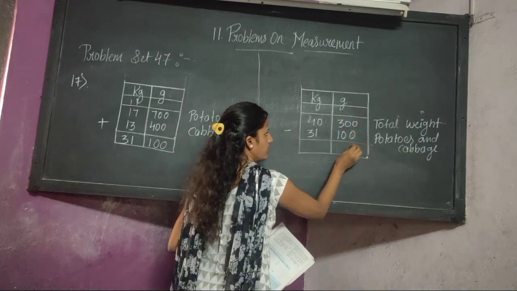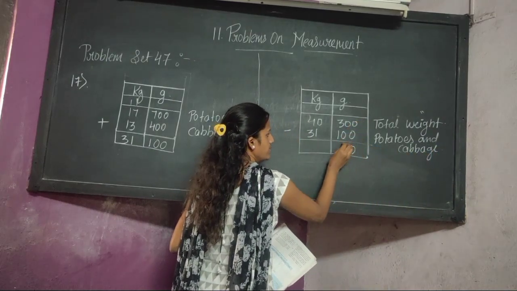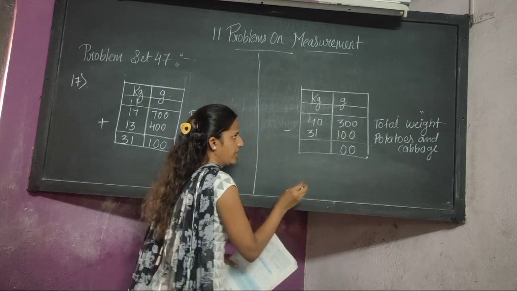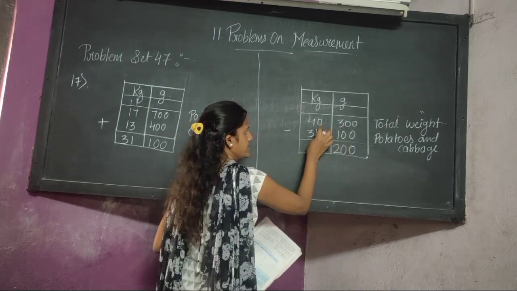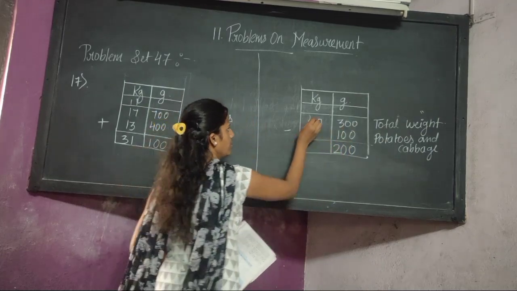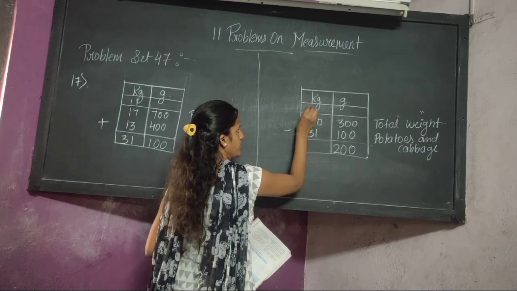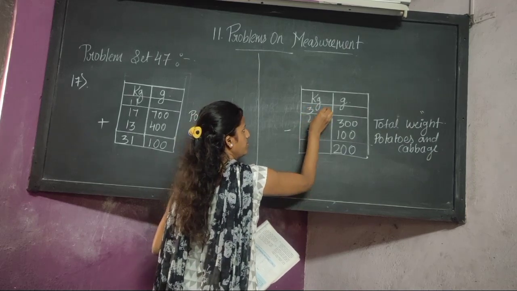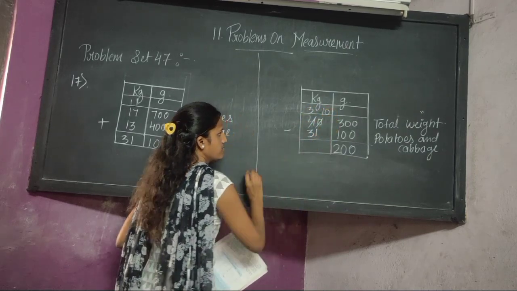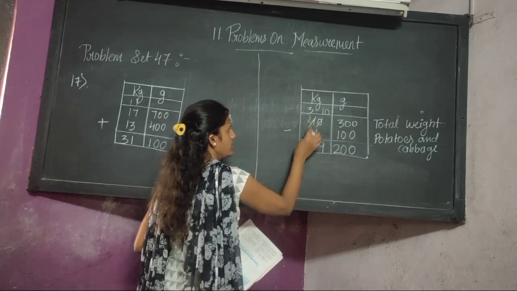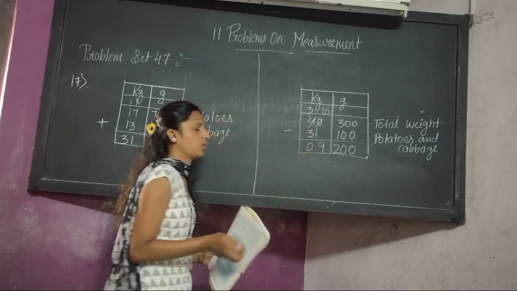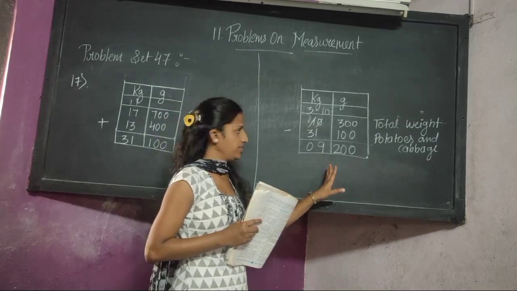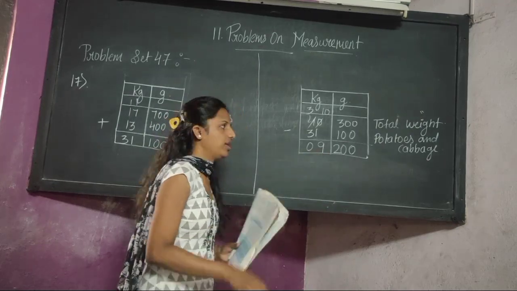0 minus 0 will be 0, 0 minus 0 again 0, 3 minus 1 will be 2. And 0 minus 1 is not possible. We will borrow from here, 3 will be left and this will become 10. 10 minus 1 will be 9. 3 minus 3 will be 0. That means the weight of the onions will be 9 kg, 200 grams.